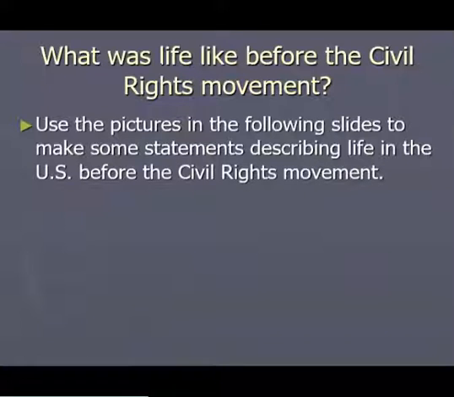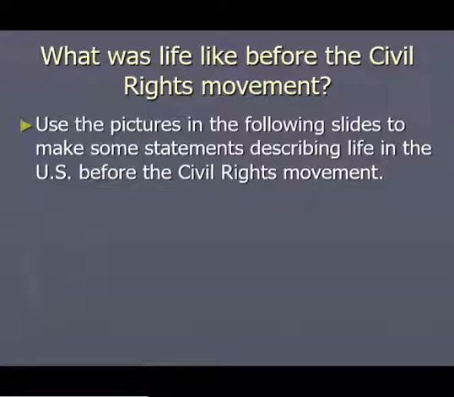We want to start with what life was like before the civil rights movement. Before we can actually talk about what happened during the civil rights movement, let's talk about what it looked like before. So you have a note sheet. You're going to keep up with that as we go through the video, and as we do, you're going to be filling it in. It should be in your OneNote.